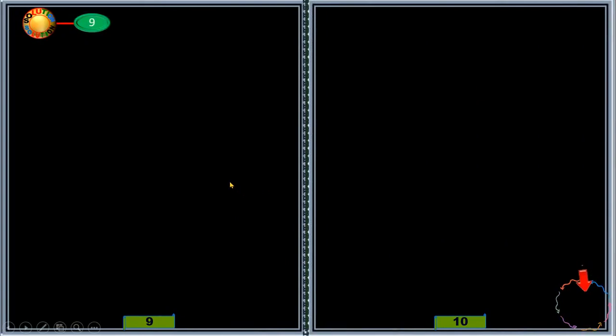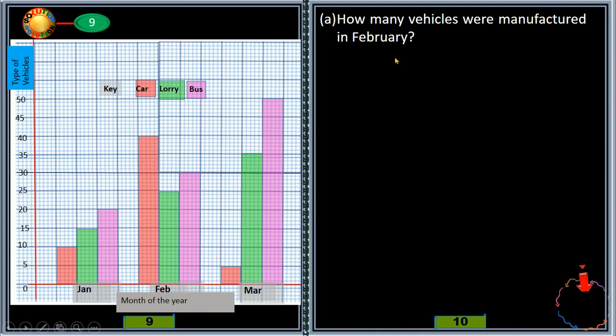Let's answer the questions together now. First question: how many vehicles were manufactured in February? Vehicles, talking about cars, lorries, and buses. For the month of February here, the first bar gives us the number of cars. You can see the key here. Looking to the axis of the types of vehicles, you can see that the number of cars produced in the month of February is 40. So we drop our line and take the reading 40.